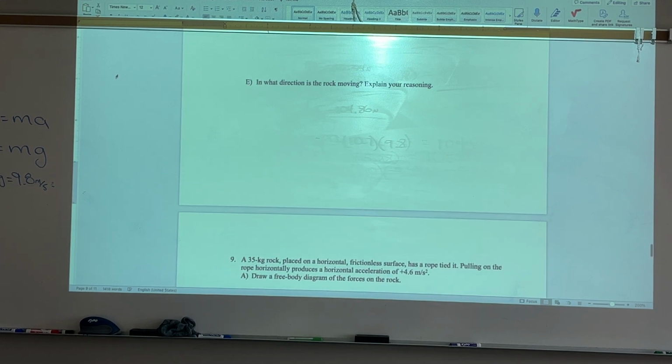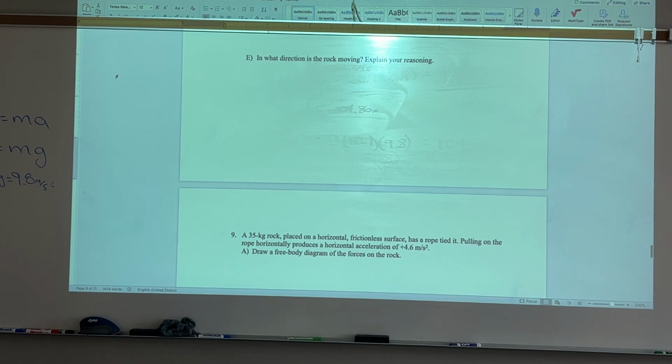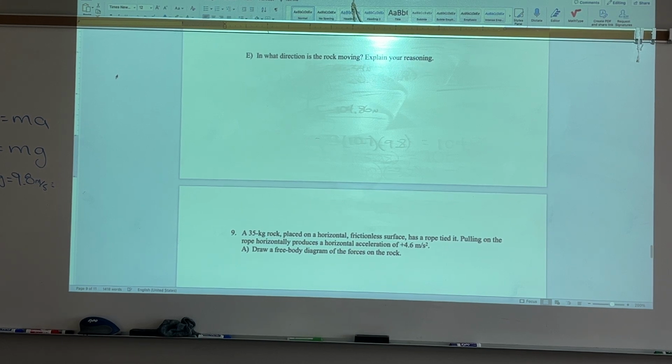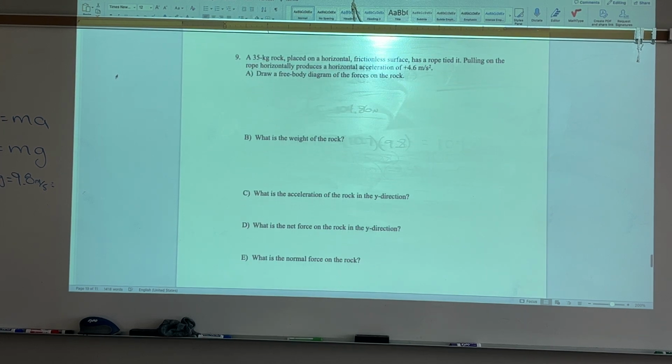What direction is the rock moving? Down. What would be a good explanation? Because the force of gravity is greater than the force of tension. All right, two different ways: the force of gravity is larger than the tension, or it has a negative acceleration. Negative meaning downward. Okay.